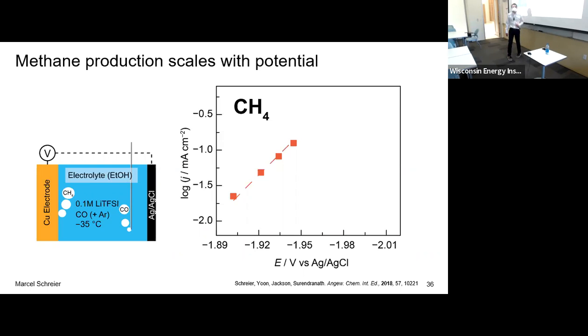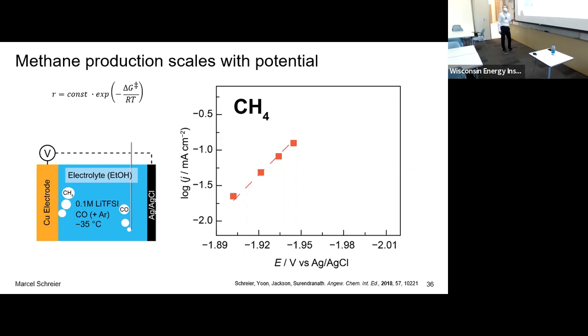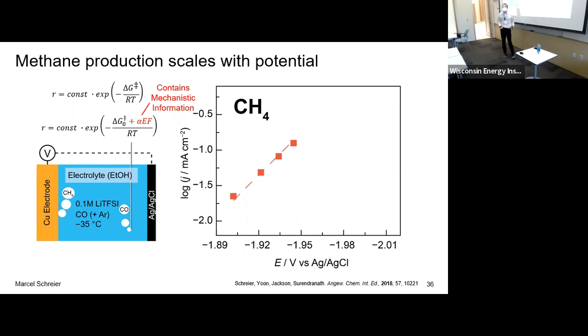Now, the reason why this curve is linear has a lot to do with how electrochemistry activates reactions. In fact, electrochemical processes follow nothing other than the Arrhenius equation, which is simply modified by an electrochemical term. And in this electrochemical term, there is a parameter alpha that contains a lot of mechanistic information and that allows us to understand how the electrocatalytic synthesis of hydrocarbons works.